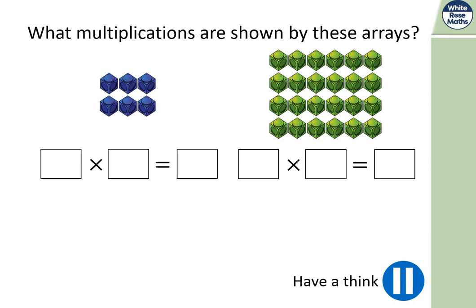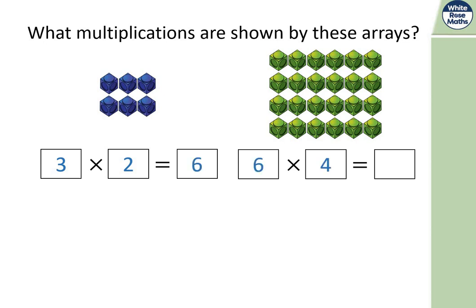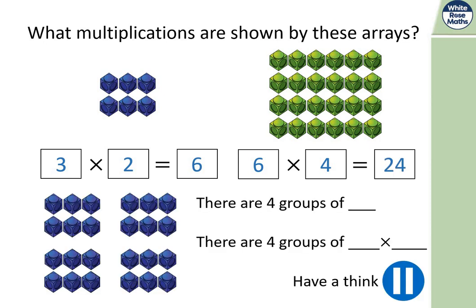What multiplications are shown by these arrays? Jot them down and come back to me. In the blue cubes, you can see it's 3 times 2, which is 6. For the green cubes, you've got 6 times 4, which is 24. So you can see from the green that there are 4 groups of 6. You can say that there are 4 groups of 3 times 2. Look closely.